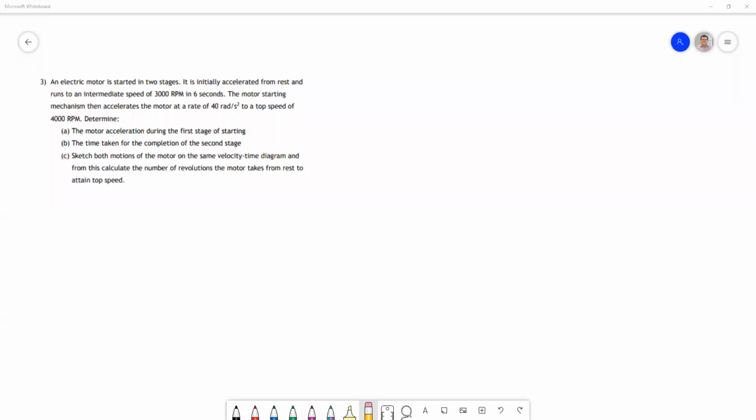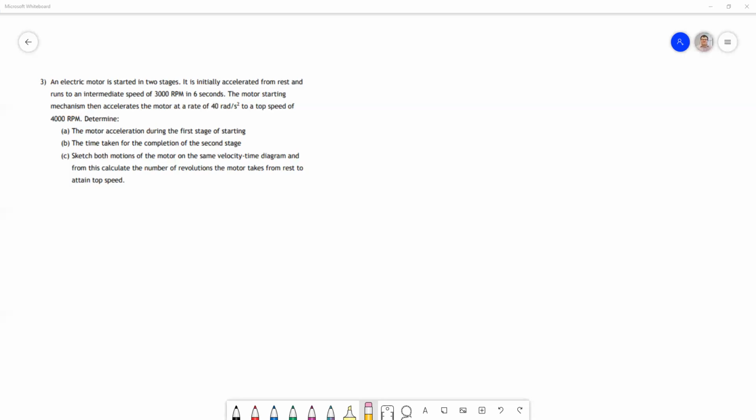In this video, we're going to look at a question from the Engineering Dynamics Learning Outcome 2 tutorial sheet. This is on page 7 and it's question number 3. This question asks us to do some calculations involving angular motion, and you'll see in part C we're asked to do a velocity time diagram in order to determine the number of revolutions of this motor in the period of motion described. So what we'll do is tackle this question in the way we usually do.